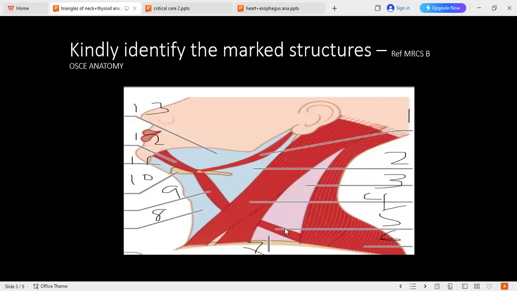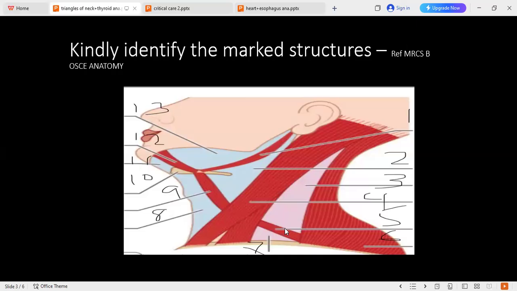Yes, ma'am. It includes vessels like the third part of the subclavian artery, transverse cervical artery, suprascapular artery, and external jugular vein. Nerves include the brachial plexus roots and trunks, and the spinal accessory nerve. Muscle: the inferior belly of the omohyoid muscle. And the lymph nodes include the supraclavicular and the occipital lymph nodes.